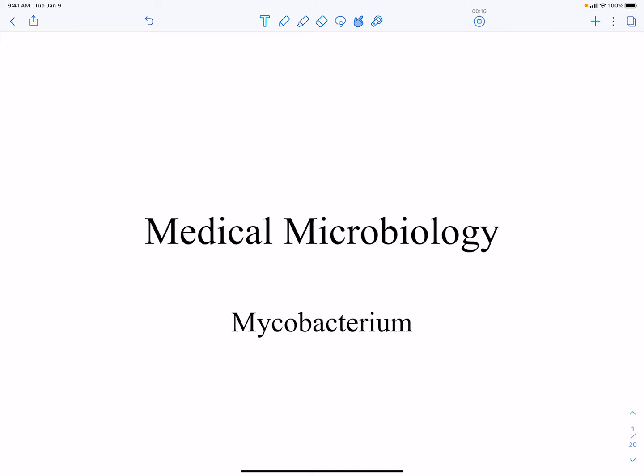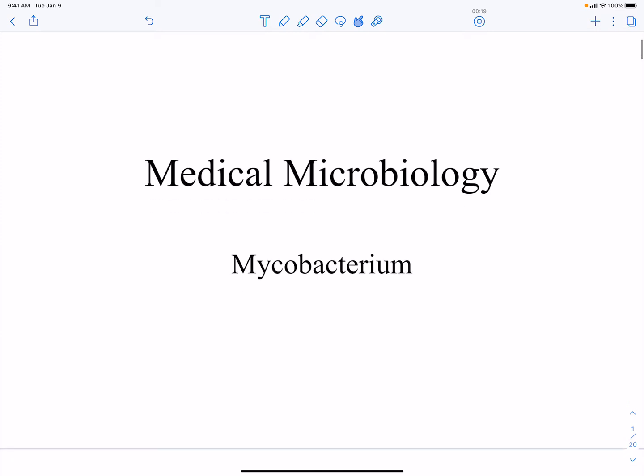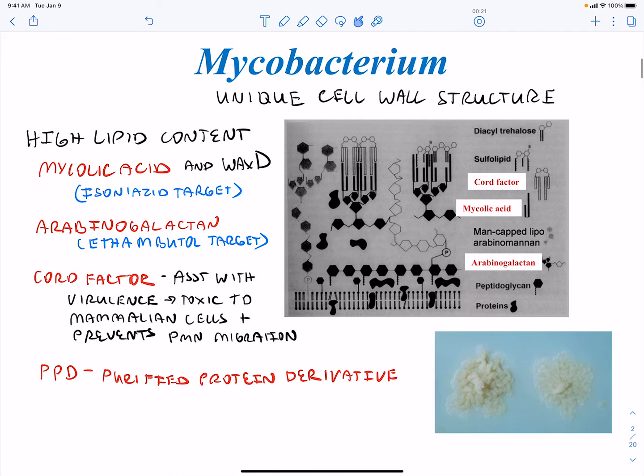Okay, so here we're going to talk about the Mycobacterium group of bacteria. The famous Mycobacterium, of course, is tuberculosis, but we will talk about a few others as well. The Mycobacterium have a very unique cell wall structure. They have a very high lipid content, and a specific type of coating on them that makes them very waxy. It's mycolic acid, and mycolic acid is going to be a target of a drug for treatment of Mycobacterium tuberculosis.